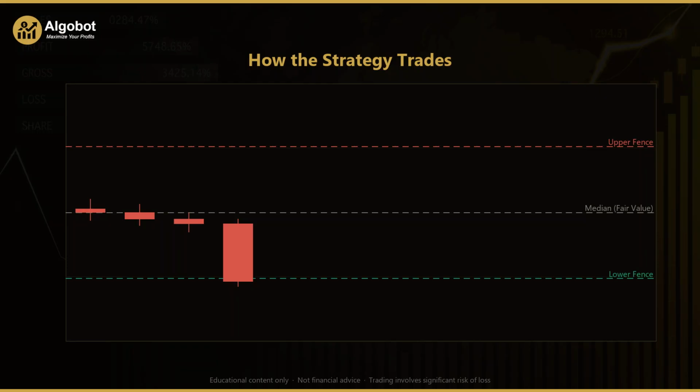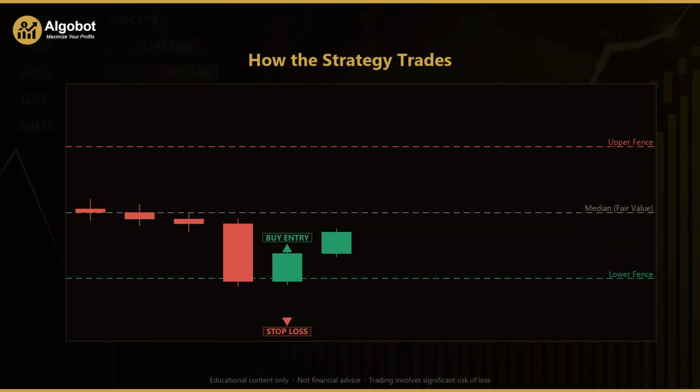Then comes the 4th candle, and it drops hard. Its low pierces well below the lower fence. Statistically, this is an outlier, a move far beyond the body of recent trade. A less careful approach might buy right here, but this strategy refuses to catch a market mid-plunge. Instead, it marks this bar as the outlier candidate and waits for confirmation.